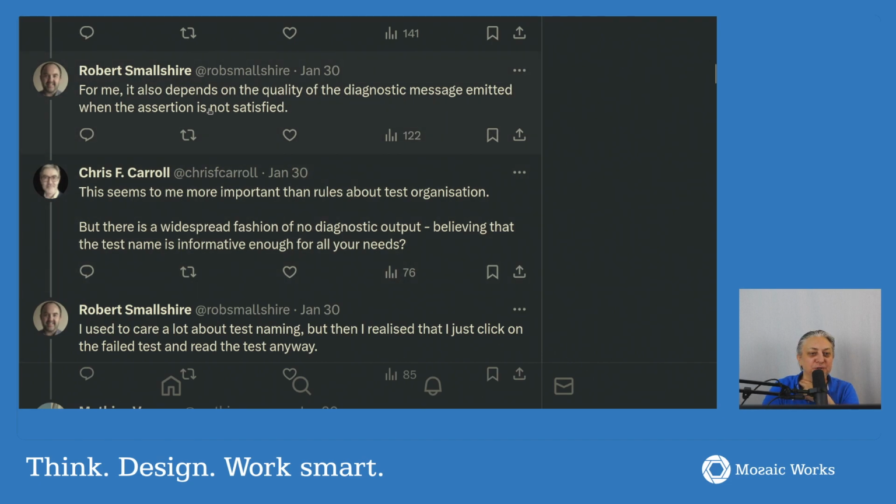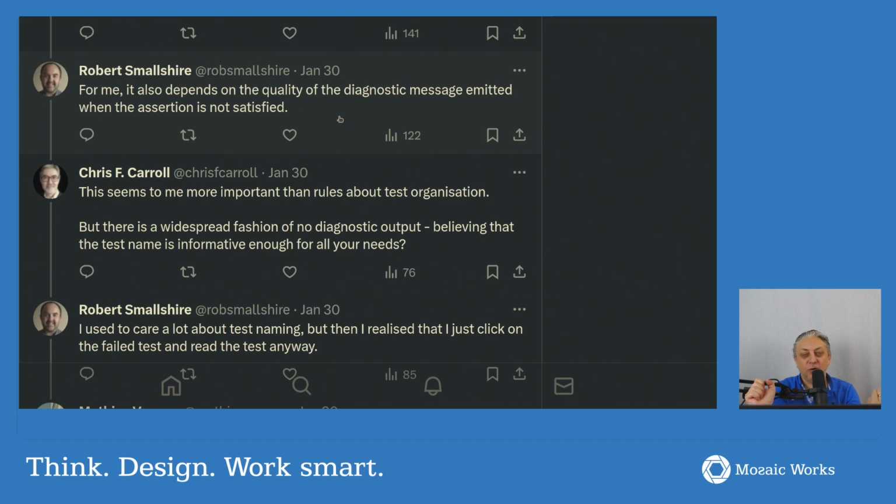And then Robert Smallshire interjected, for me, it also depends on the quality of the diagnostic message emitted when the assertion is not satisfied. This is another thing that's very important, and why it's so cool to have in TDD to see the test failing first. When I see the test failing first, not only do I validate that the feature is not yet implemented, the behavior is not yet implemented in the production code, but I also validate the diagnostic message.